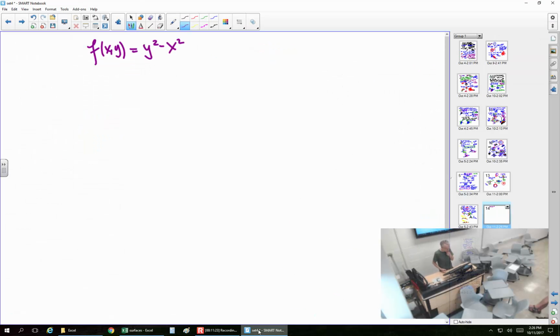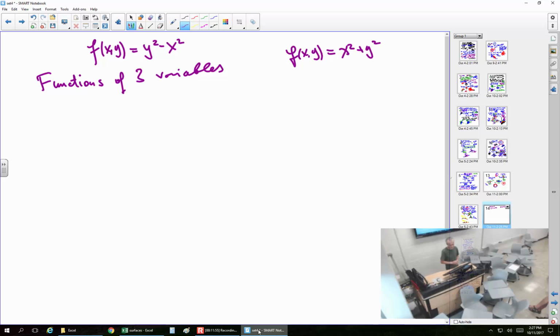So what I want to do now is jump to functions of three variables, and let's have a couple of examples. So what we just saw, the paraboloid of revolution, was f of x, y equal to x squared plus y squared. Paraboloid of revolution. So the value of z cannot be negative, but otherwise it grows vertically.